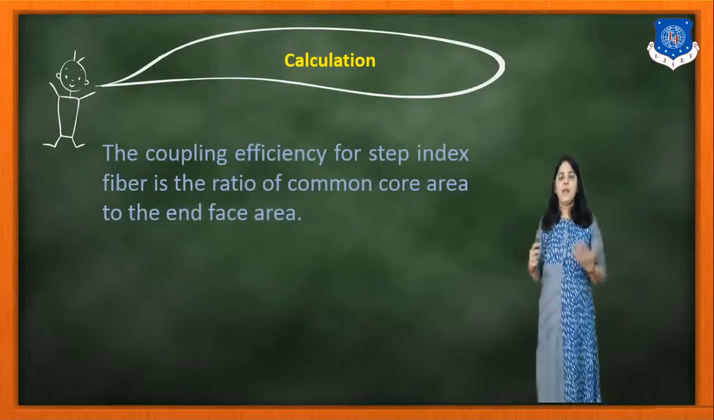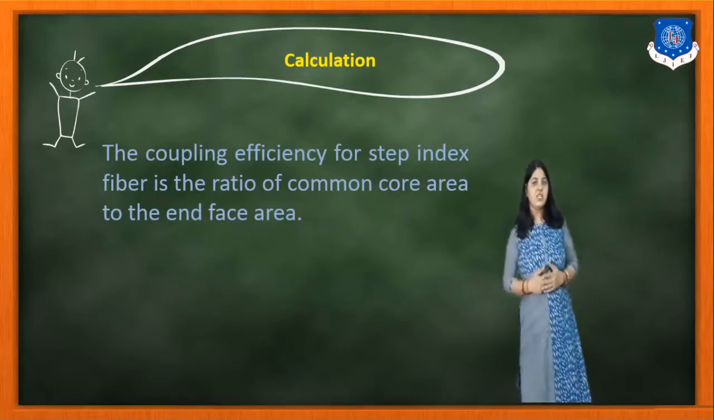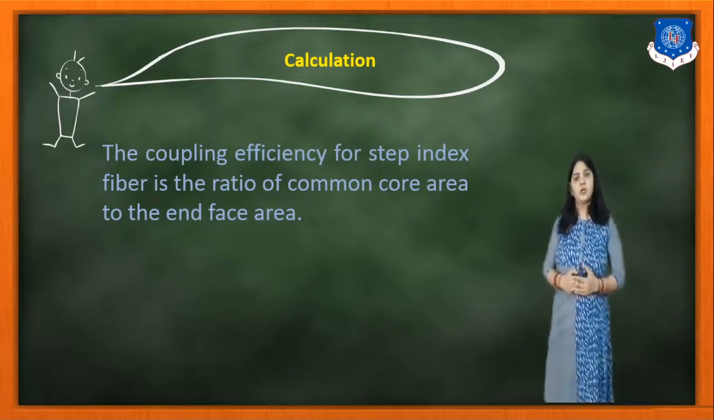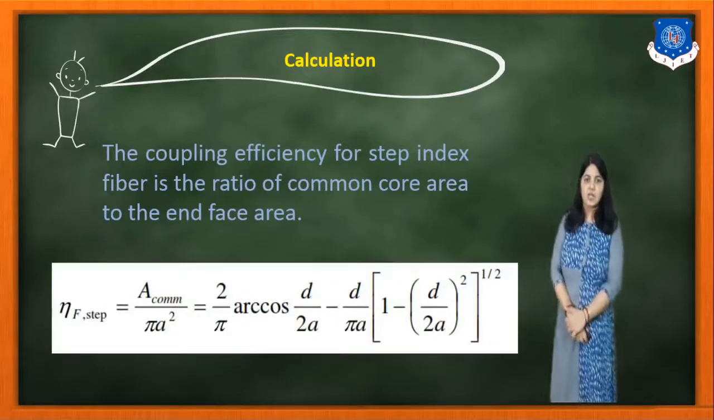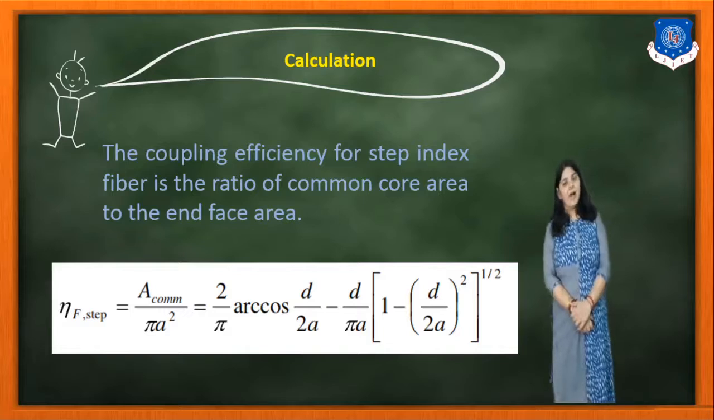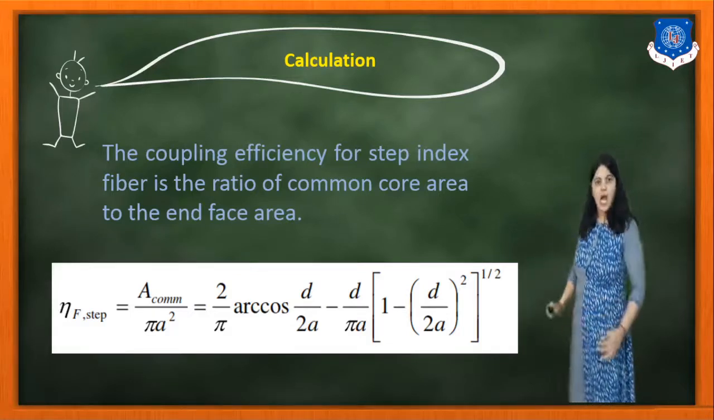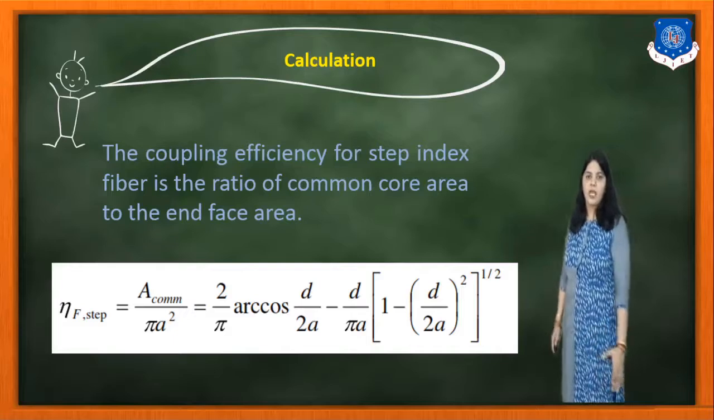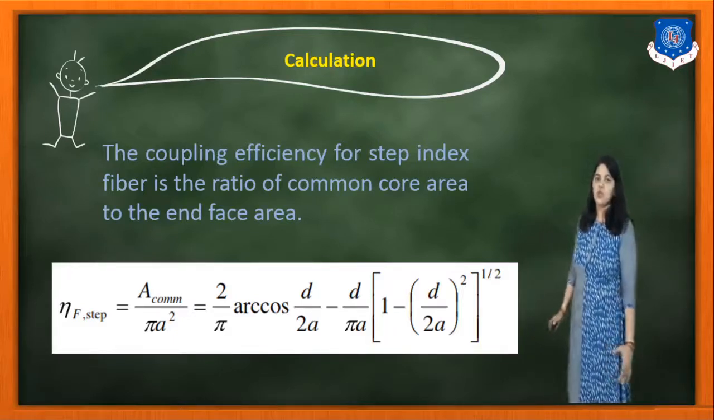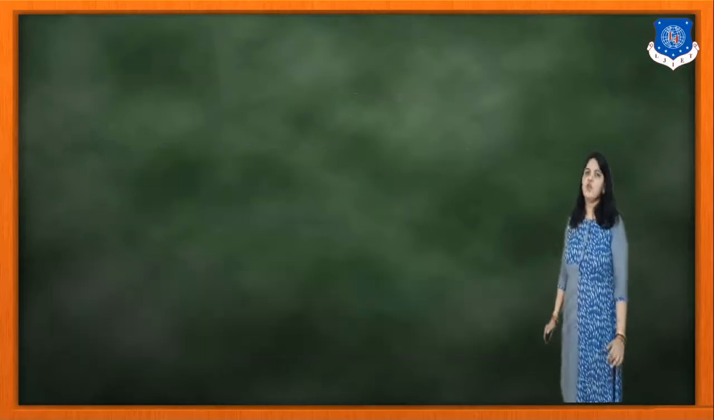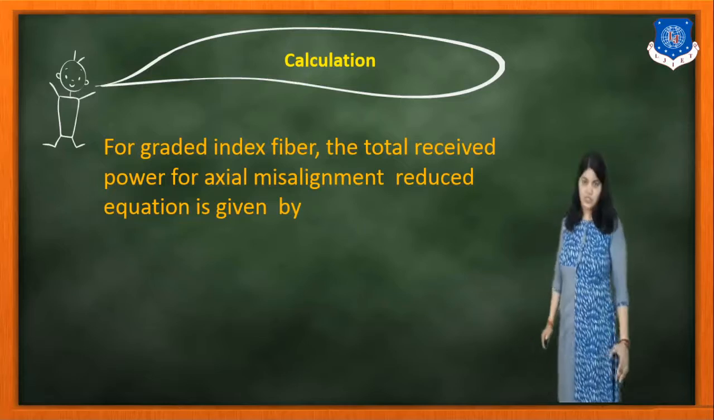Now the coupling efficiency for the step index fiber is the ratio of the common core area to the end face area. So eta_f = A_common / (pi a^2) = (2/pi) [arccos(d/a) - (d/a)(1 - (d/2a)^2)^(1/2)]. So these are the few equations.